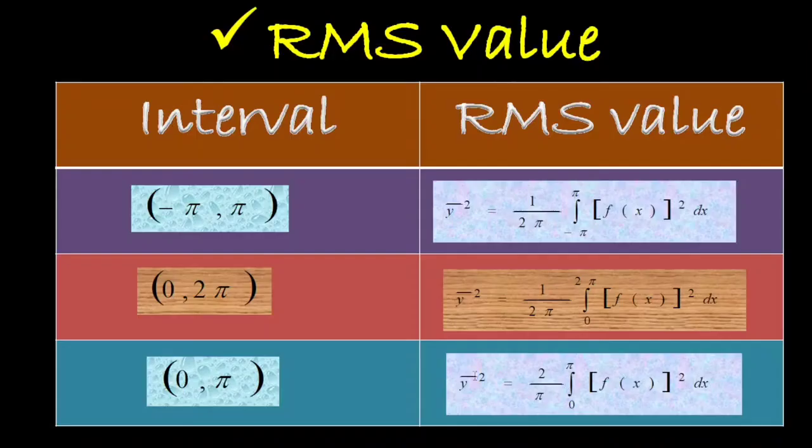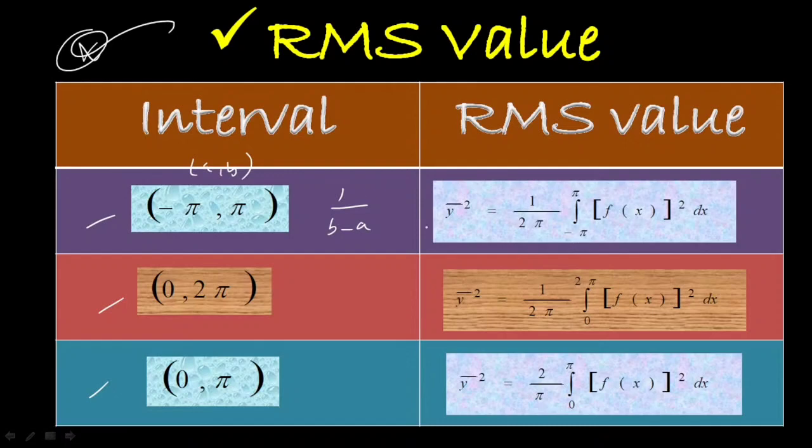Okay. Next we move on to RMS value. One of the important things you have to remember. If it is under minus pi to pi, 0 to 2 pi and 0 to pi, your RMS value can be calculated by making use of the formula y bar square is equal to 1 by b minus a. The interval is of type a comma b, so b minus a means pi minus minus pi, that is 2 pi. Integral from a to b of f of x whole square.